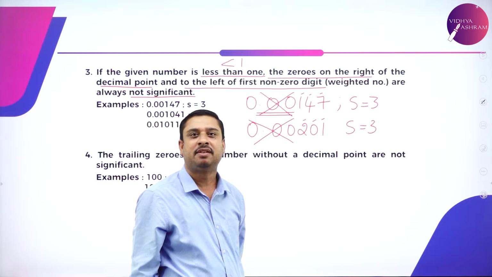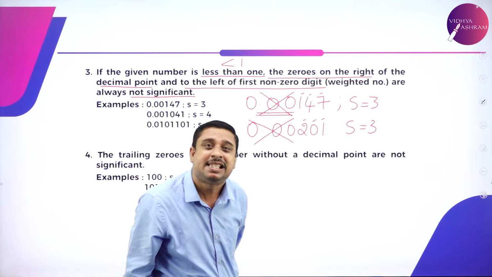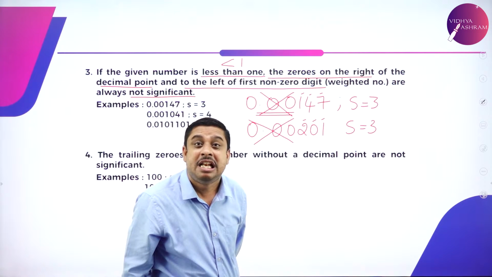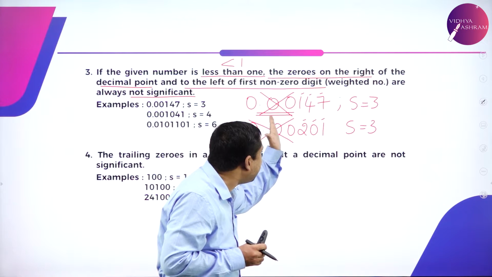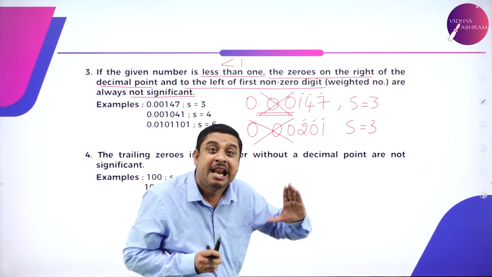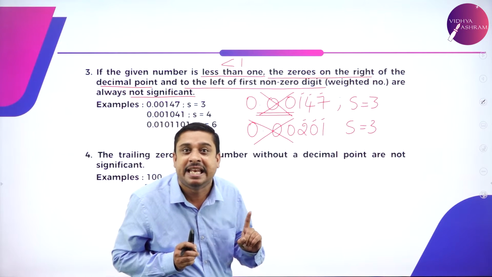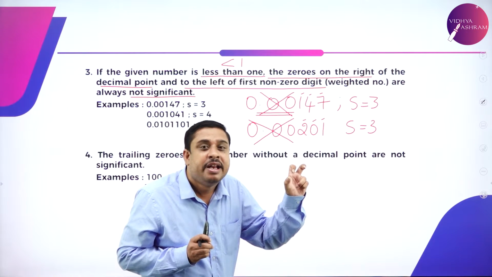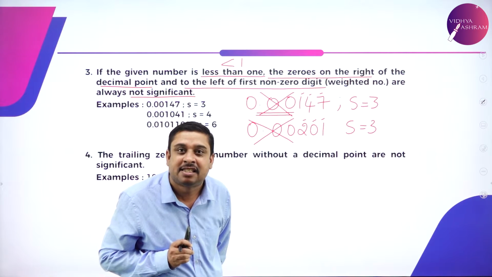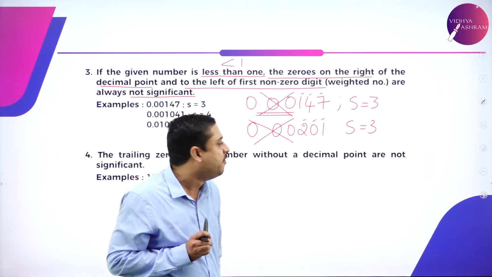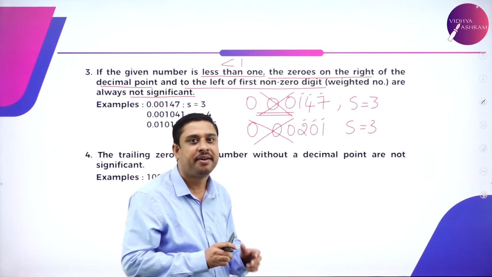So please understand, students, if you are considering a number which is less than 1, in simple thoughts, don't worry, count the number of zeros until the left of the first non-zero digit. Count the number of zeros up to the left of the first non-zero digit, and those zeros are always insignificant. So this is how we write the number of significant digits in a number less than 1.